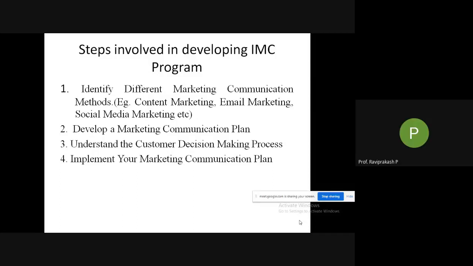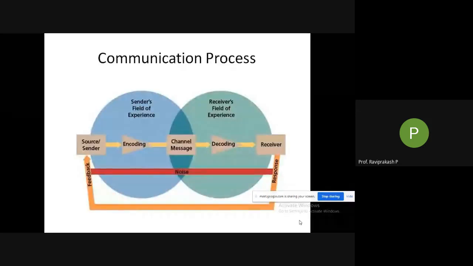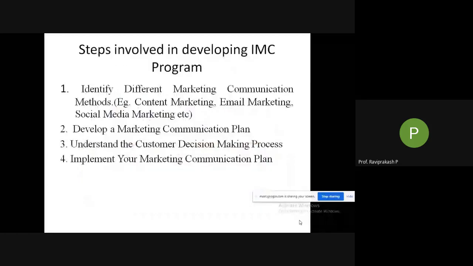Okay, nice. So we'll just start with the previous class, what we did from there. In the previous class, we started with the communication process. We had seen what the components of the communication process are and how they are used, or the usage of all those elements of the communication process. Then after that, we saw the steps involved in developing an IMC program. So there are 4 steps.